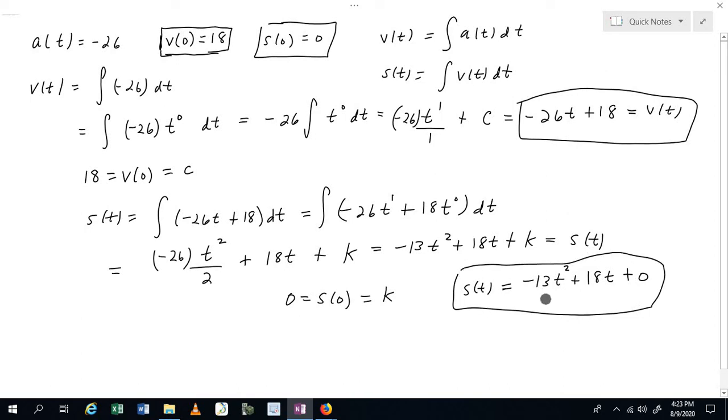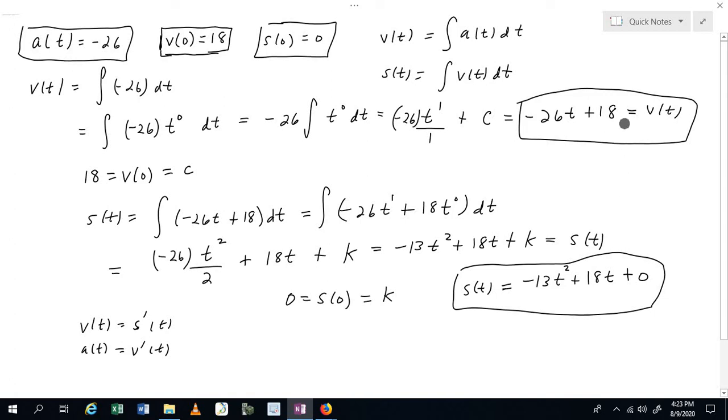Now, if you want to check this, there's an easy way to do it. We know that the velocity function is the derivative of the position function with respect to time. So if you take the derivative of this, you'll get negative 26t plus 18, which is exactly the velocity function. And then if you take the derivative of the velocity function, you'll get the acceleration function. You get negative 26, which is the acceleration function that we were given.